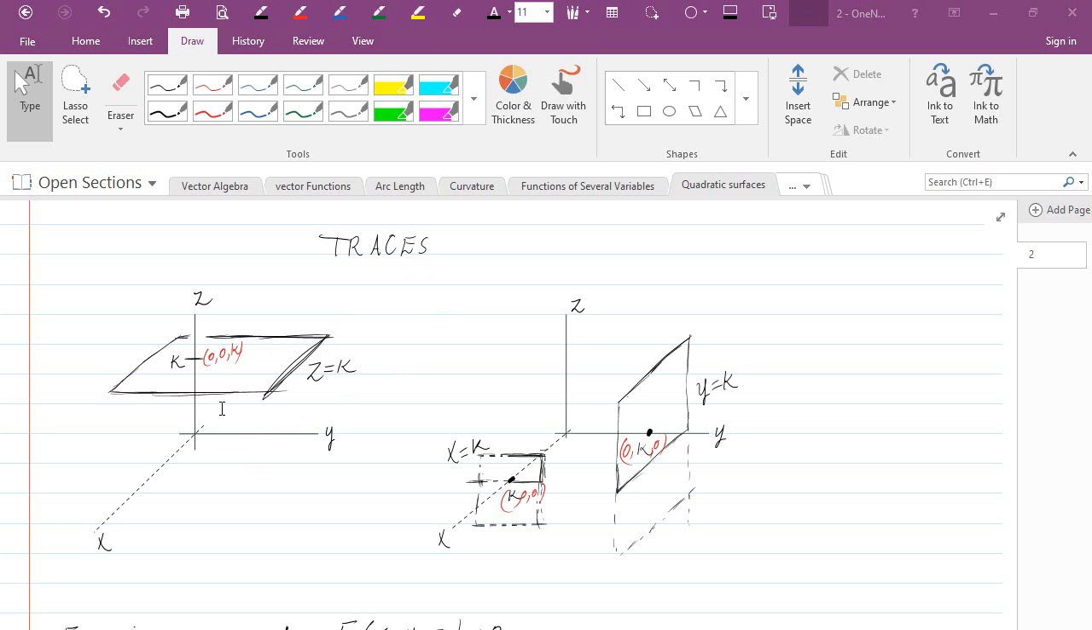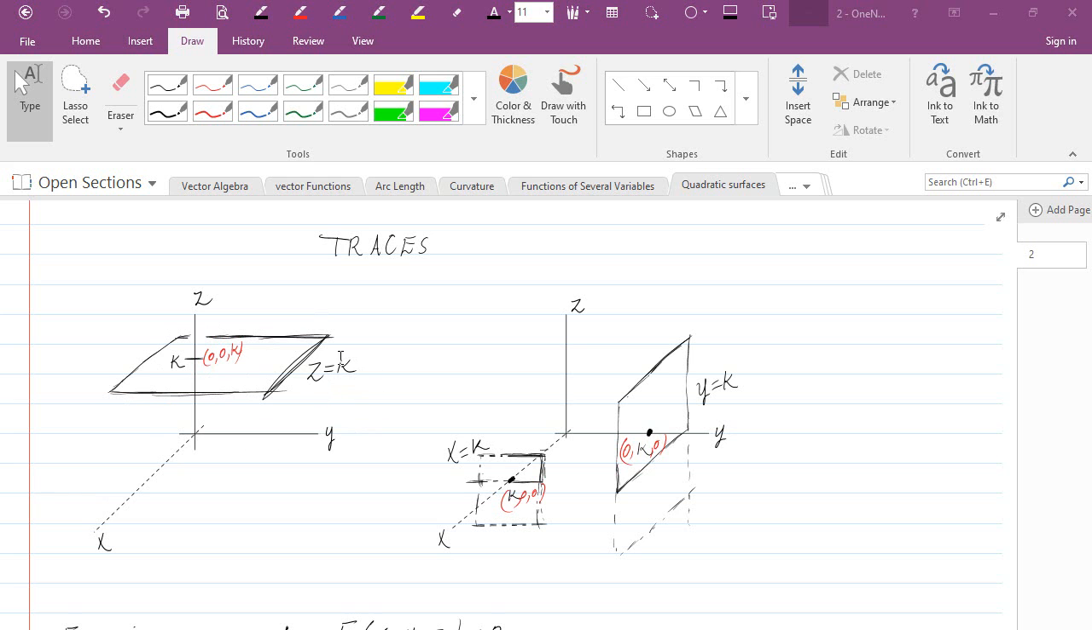So first of all, if I look at the equation z is equal to k, where k is a fixed real number, then the graph of this equation is a plane that is parallel to the xy plane, and that passes through the point 0, 0, k on the z-axis. So this is a plane that is horizontal, that is parallel to the xy plane, and it passes through this point.